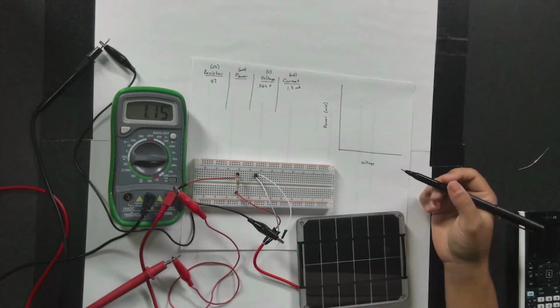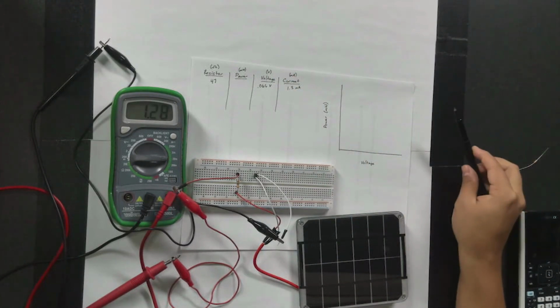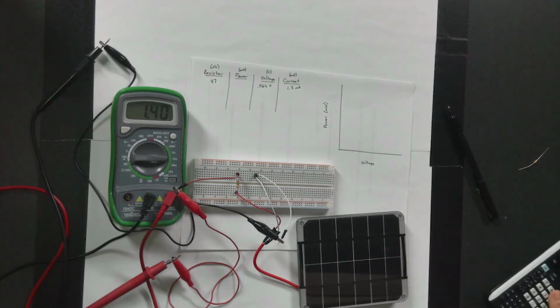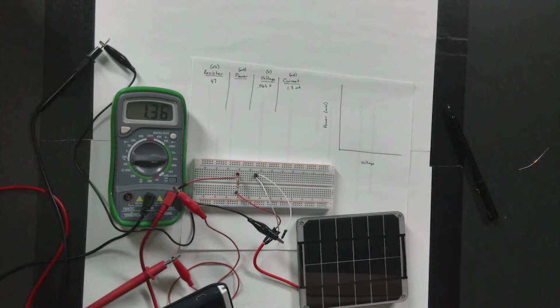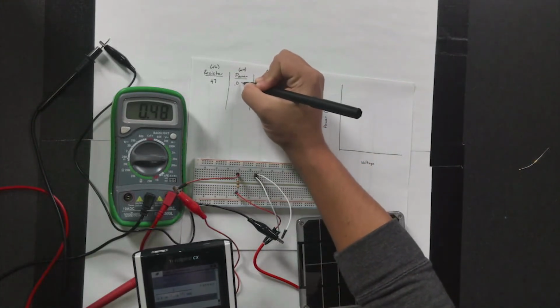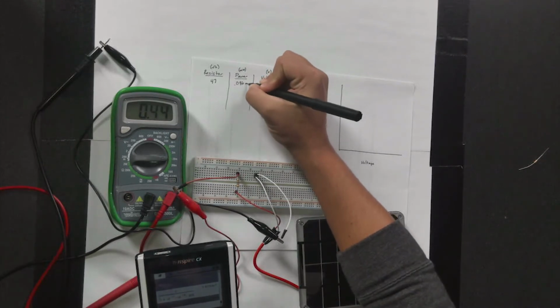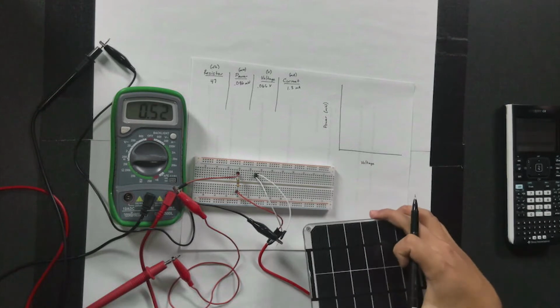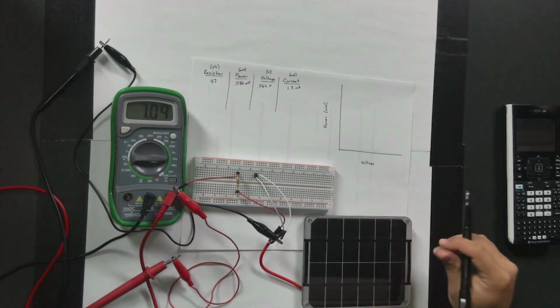And now we're going to calculate the power. Now, as you remember, power is equal to voltage times current. So we're just going to use a calculator to multiply 0.066 times 1.3 milliamps, and we get a reading of 0.086 milliwatts. So pretty low, but again, this is a very small solar panel, so we don't expect much.